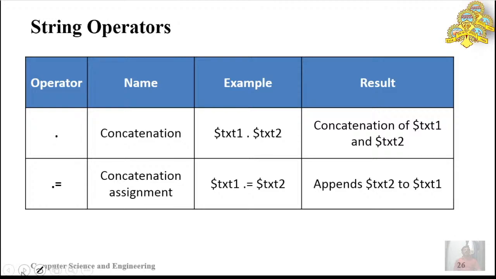I'll go on to the next operators, that is string operators. Here the dot, a period, is used for concatenation. For example, $text1 dot $text2 returns the concatenation of $text1 and $text2. And dot equal sign appends $text2 to $text1. That means concatenation is done and again it is assigned to $text1.